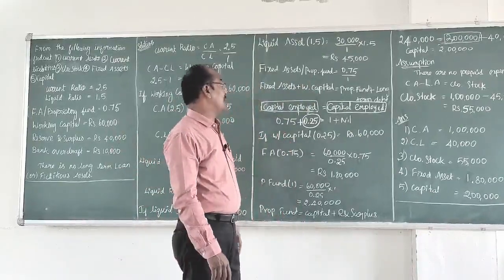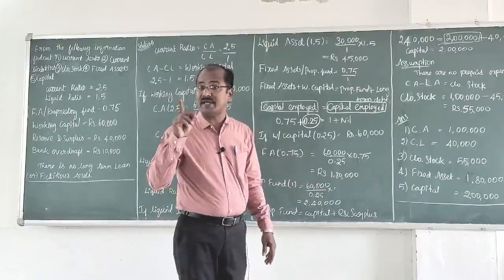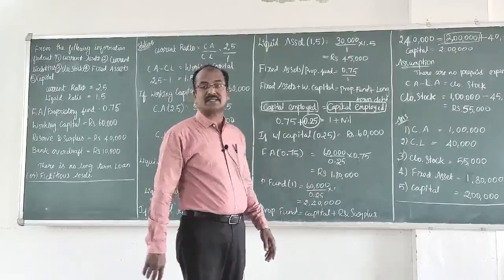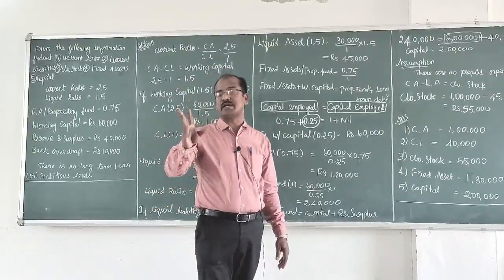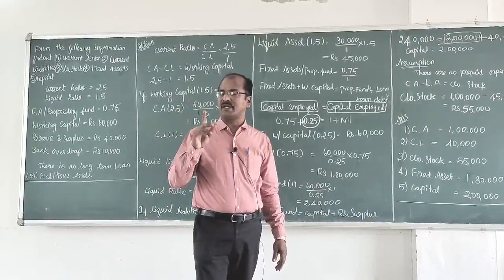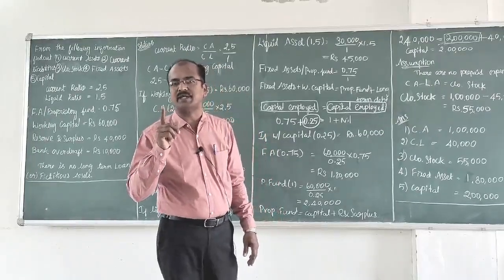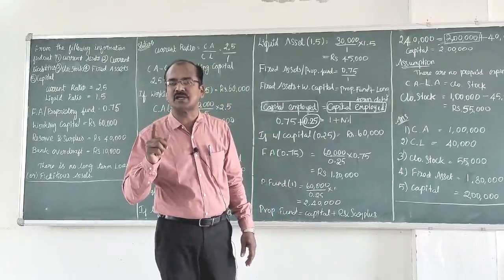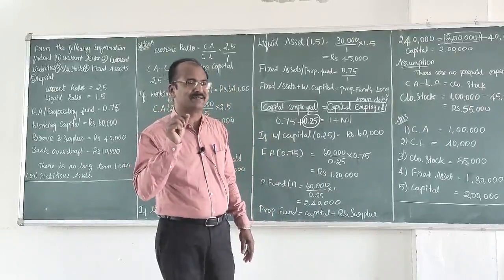So, when proprietary fund is having the weight of 1, the fixed assets has got the weight of 0.75. For every 1 rupee of proprietary fund, the business owns fixed assets worth 75 paise.